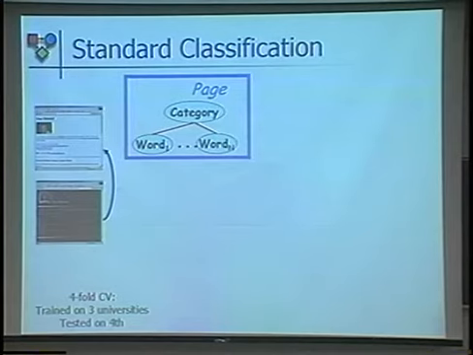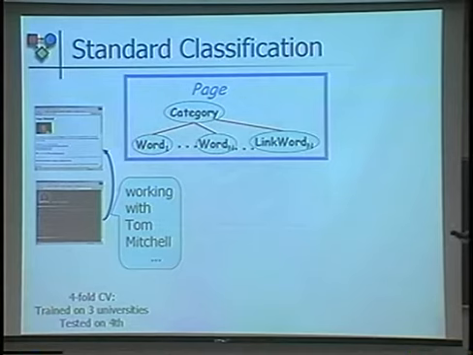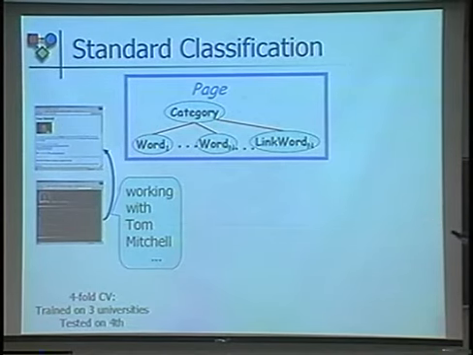You can be a little bit more clever than that by noticing, for instance, that the words on pages that are linked to it also have content. So, for example, if the anchor text of this page says working with Tom Mitchell, you can take those words and add them as features to the page. So you're still classifying each page in isolation, but you've enriched the feature space. You now look not only at the words on the page, but also at the words on the anchor link.